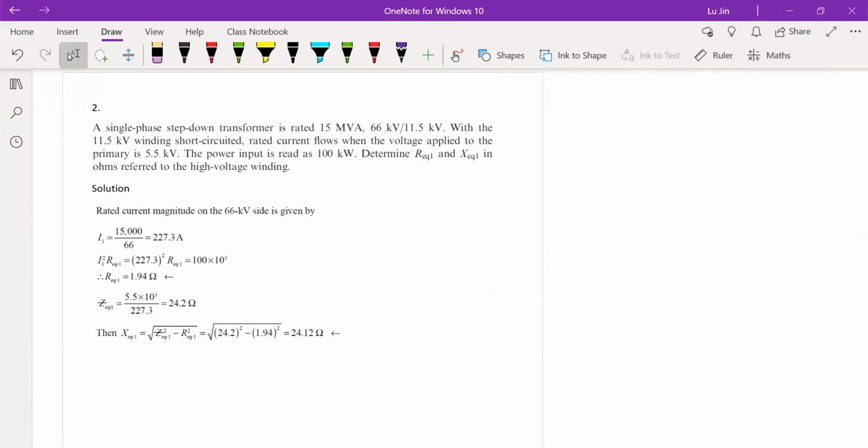With the 11.5 kilovolts winding short-circuited, rated current flows when the voltage applied to the primary side is 5.5 kilovolts. The power input is rated as 100 kilowatts. Please determine the equivalent resistance and reactance on the primary side in ohms, referred to the high voltage winding. For this question, I think the keyword is the short circuit.